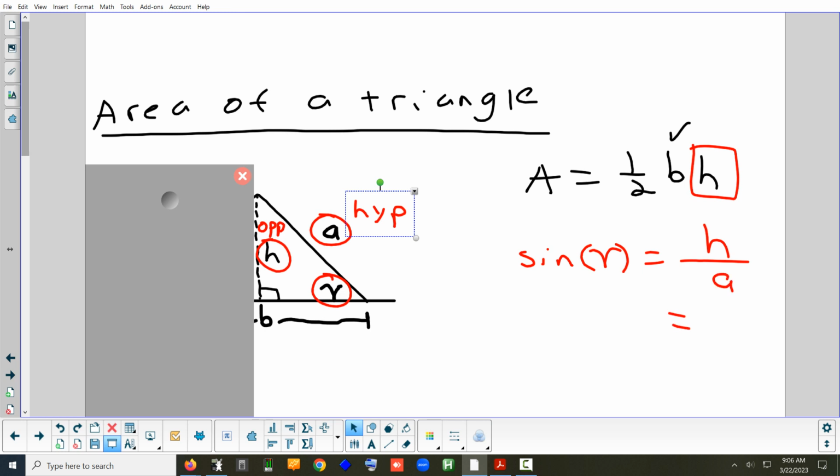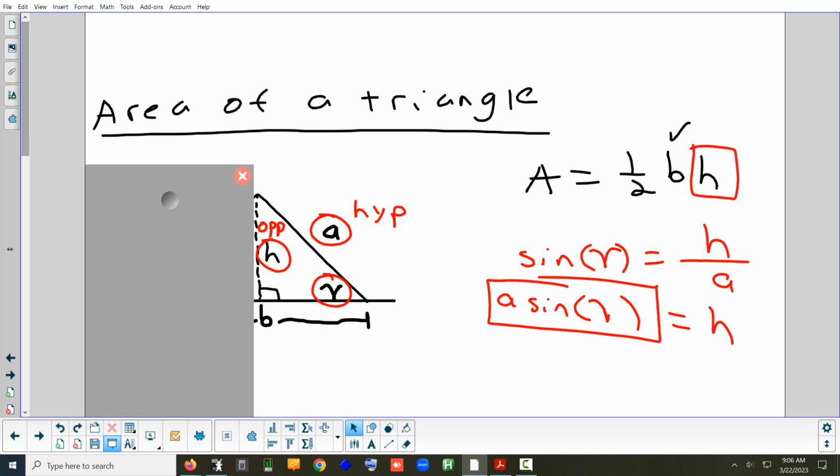So let's get H by itself, and I want to know what would go in that box. The height is equal to A times sine gamma. Yeah, there we go. So let's fill that in right there.